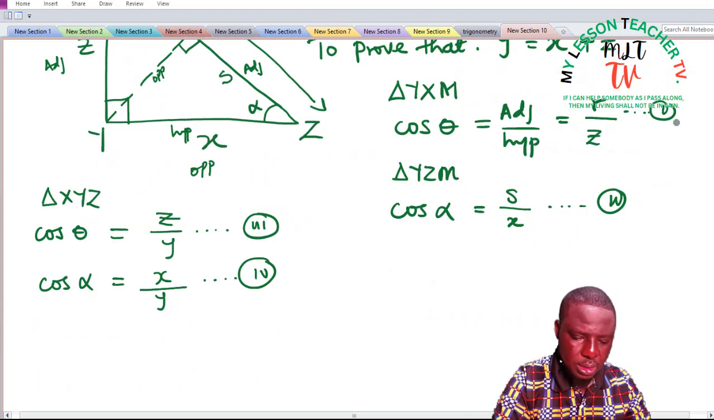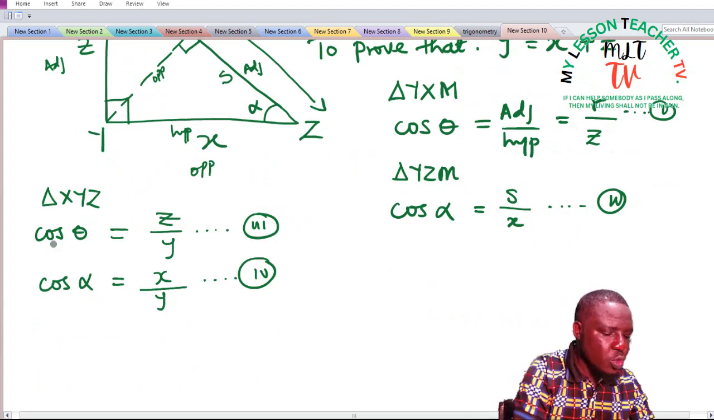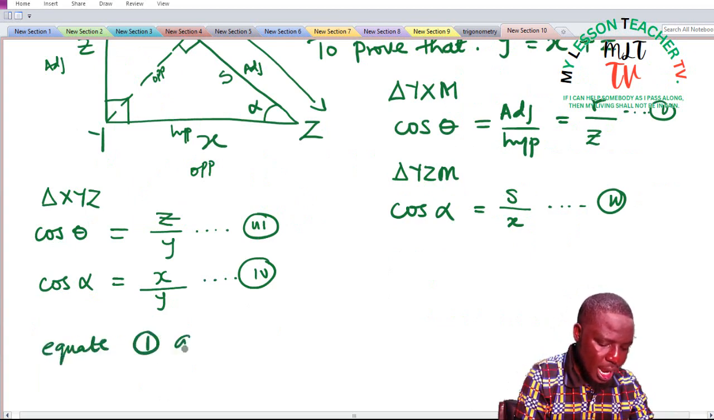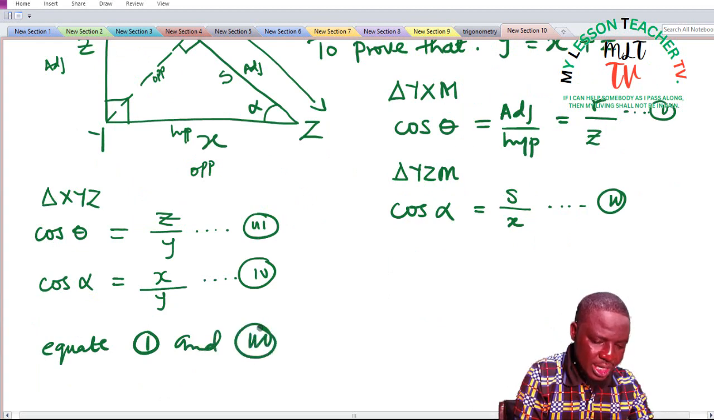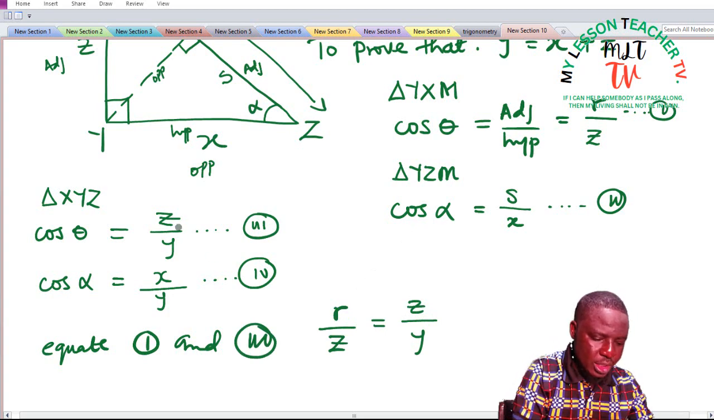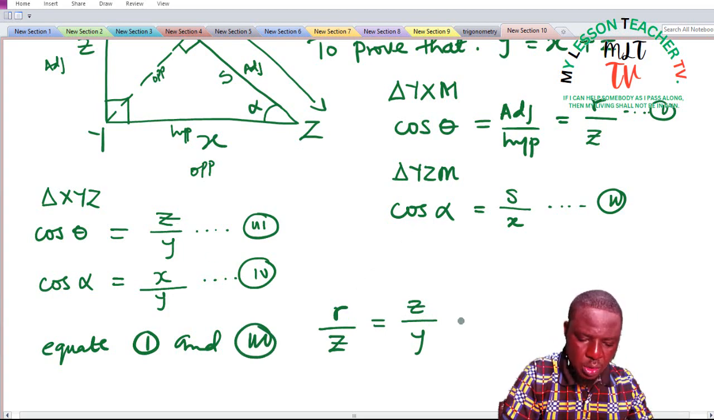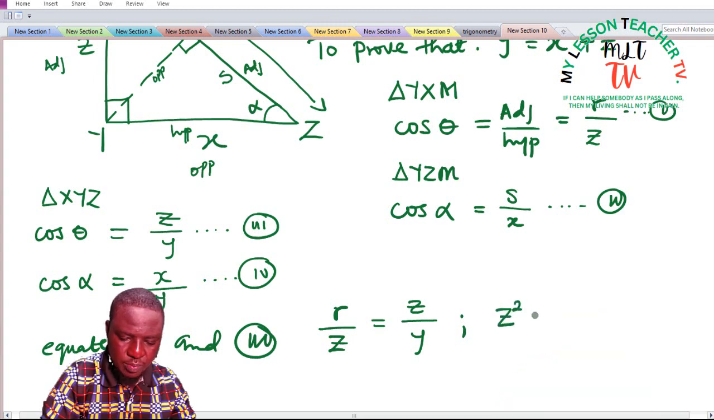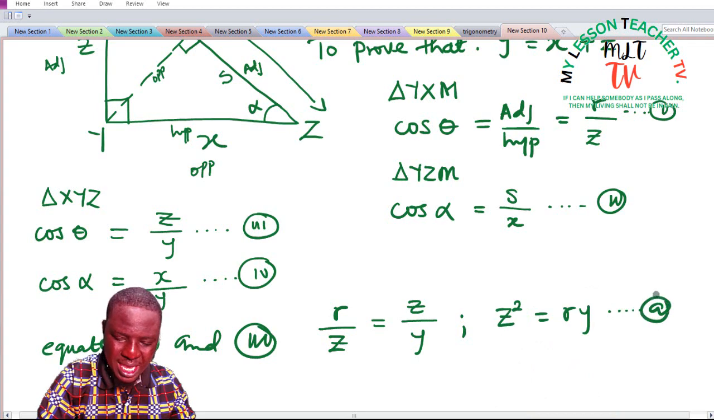Now, since equation 1 and equation 3 are said to be equal to cos theta, I'm going to equate equation 1 and 3. Equating equation 1 and 3, R over Z is equal to Z divided by Y. I just equated equation 1 and 3. And when you cross multiply or simplify, you are going to have it that Z squared is equal to RY. Let me call this equation A.